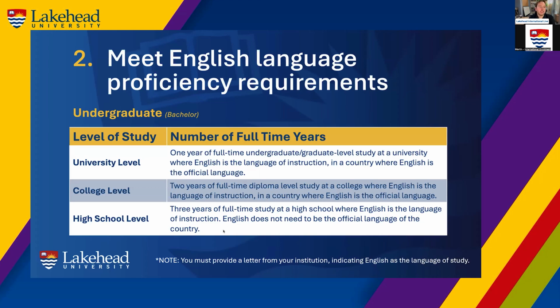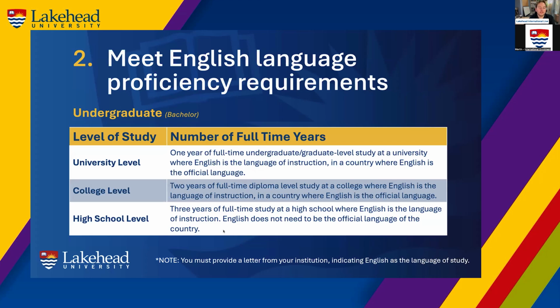So for university level transfer students, we'll look for 1 year of full-time undergraduate or graduate level studies at any university, as long as the language of instruction is English. As well, the country has English as an official language. At the college level, again, 2 years of full-time diploma level study at any college, as long as the language of instruction and the official language of the country it's located in are both English.